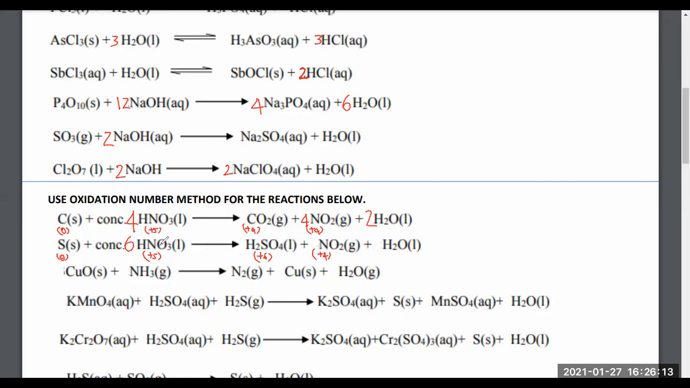6 nitrogen. Let's balance 6 nitrogen first. I have to put a 6 here. Sulfur 1, so I leave this as 1. Don't put anything in front of this because I have only 1 sulfur on the left side. I should have 1 sulfur on the right side.